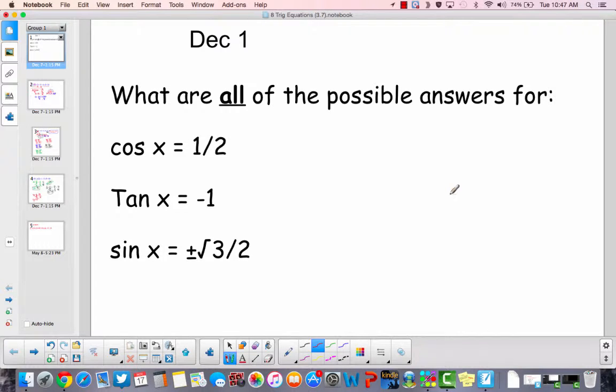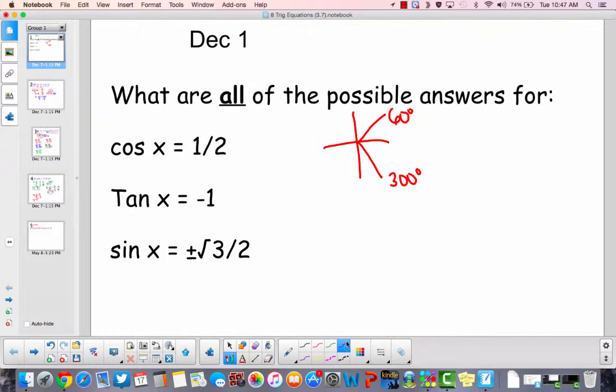Okay, so now you've had a minute to look at all of the possibilities. Well, let's talk about what some of them are. So cosine of x equals 1/2. Where is cosine positive? Cosine is positive in the first quadrant and the fourth quadrant. And where is it 1/2? Well, it's 1/2 at 60 degrees and 300 degrees.